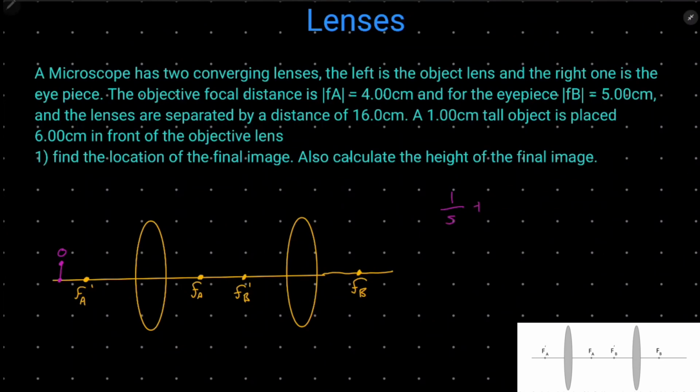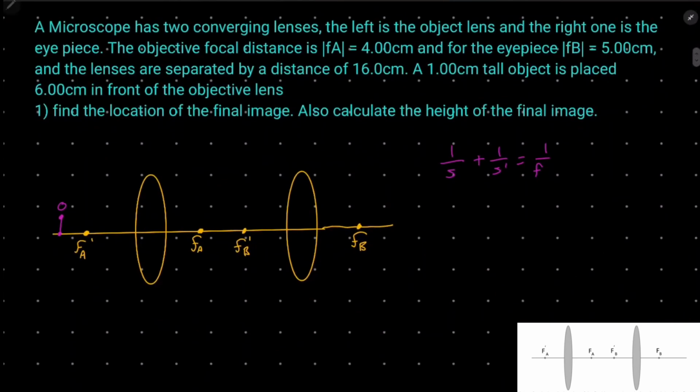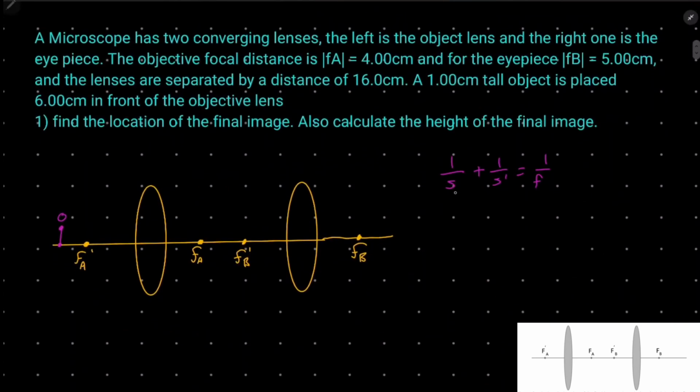1 over s plus 1 over s prime equals 1 over f. So s is the location, or the horizontal distance, of the object after it has passed through our lens.